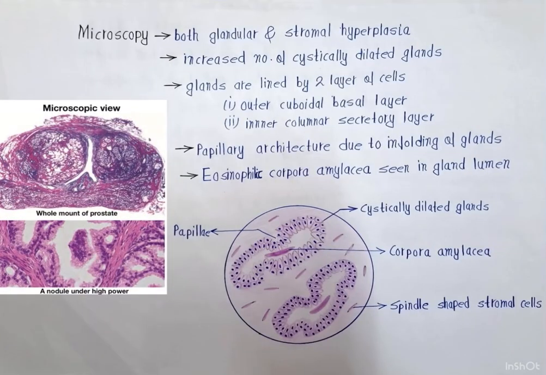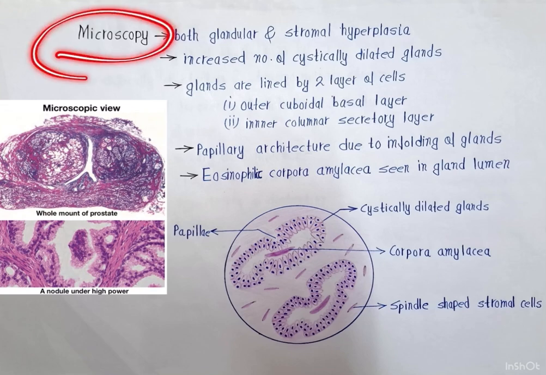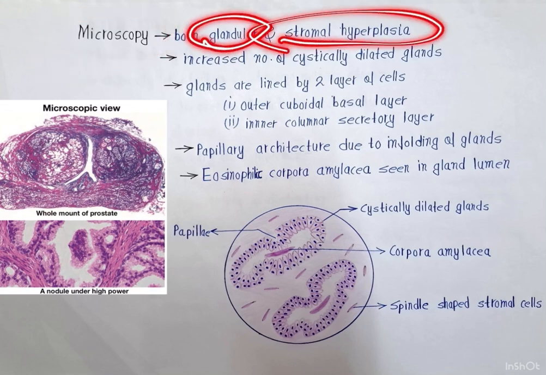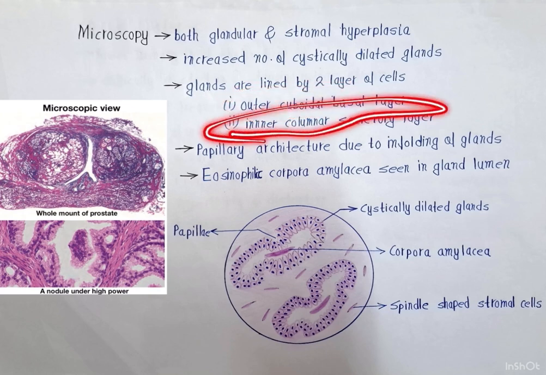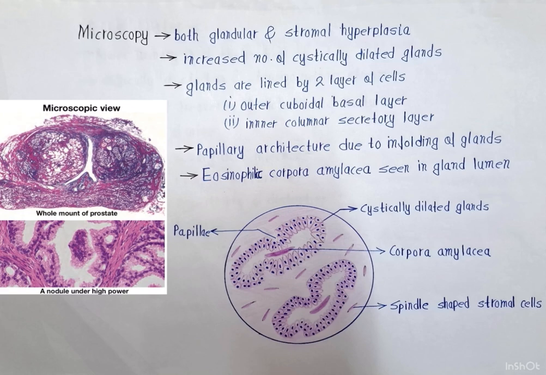Now coming to the microscopic features. In the microscopy, you will see both glandular as well as stromal hyperplasia in case of BPH. You can see an increased number of cystically dilated glands which are lined by two layers of cells, an outer cuboidal basal layer and an inner columnar secretory layer of cells. Apart from that, at some places the glands will show infoldings leading to formation of papillary architecture, and in the lumen of glands you can see eosinophilic corpora amylacea.